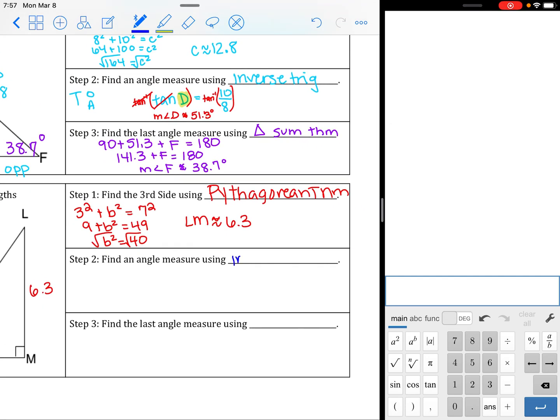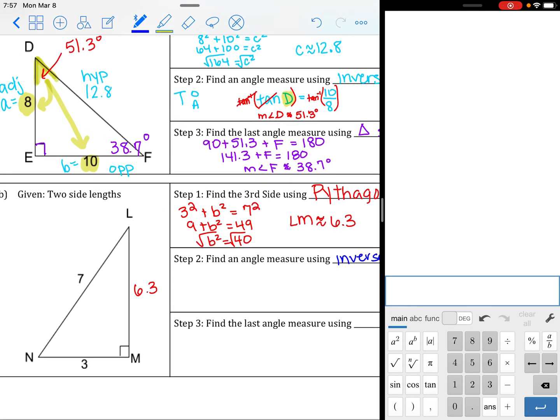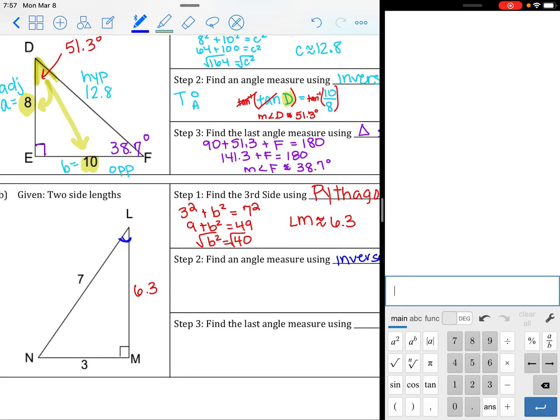All right, so now that I have all three side lengths, the next thing I'm going to do is find an angle measure. And to find an angle measure, I have to use that inverse trig. So if I want to find angle L first, and I want to use these two numbers that were given to me, this 3 is opposite of angle L, and this 7 is the hypotenuse. So if I need to use the opposite and the hypotenuse, that is the sine ratio. So the sine of angle L is going to equal 3 over 7.